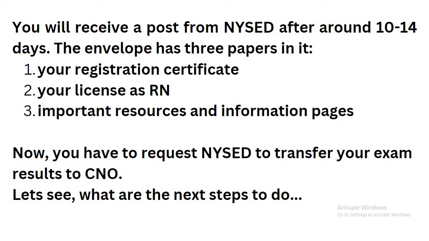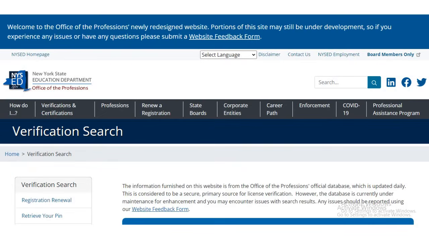You will receive an envelope, and in that envelope, there will be three papers. One will be your registration certificate, then there would be your license as an RN in New York State, for example, and then there would be a page regarding important resources and information. Now, once you get this envelope, you have to request the New York State Education Department to transfer your exam results to CNO. So let's see the process, how to do it.